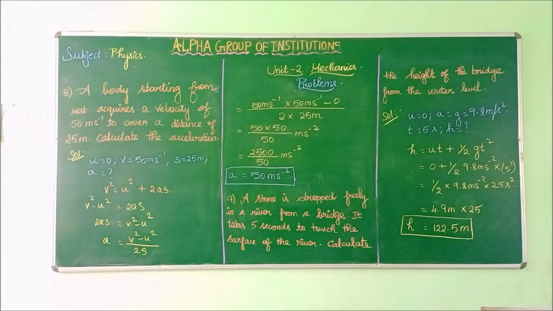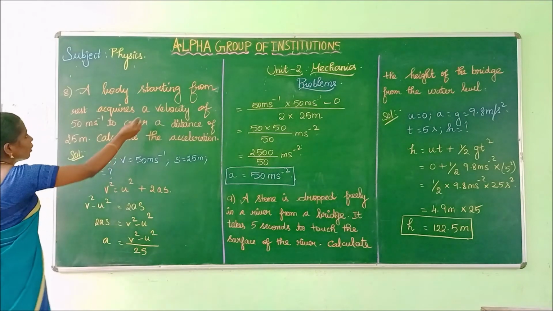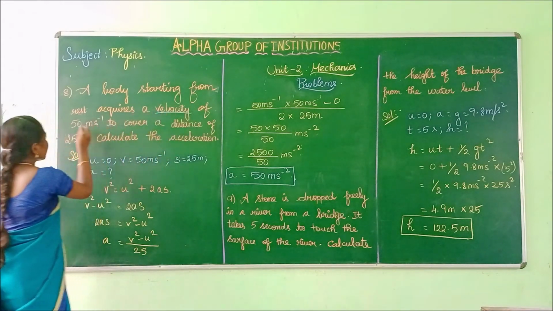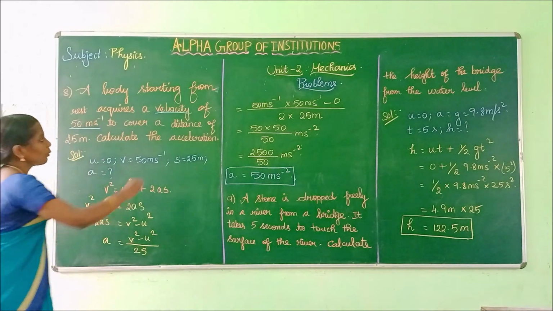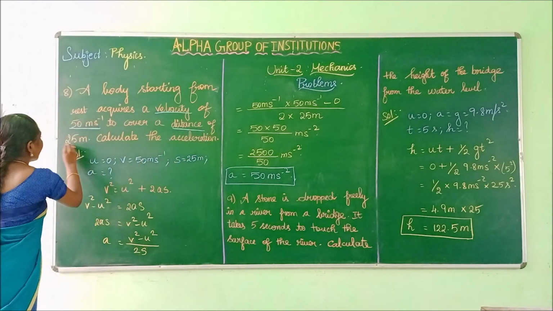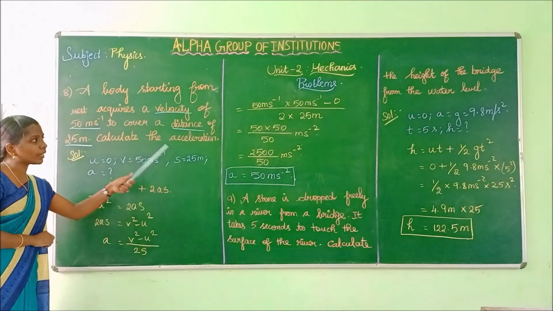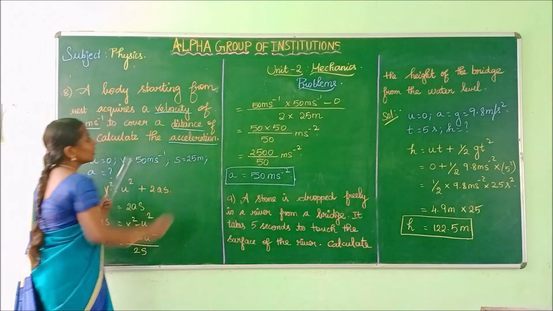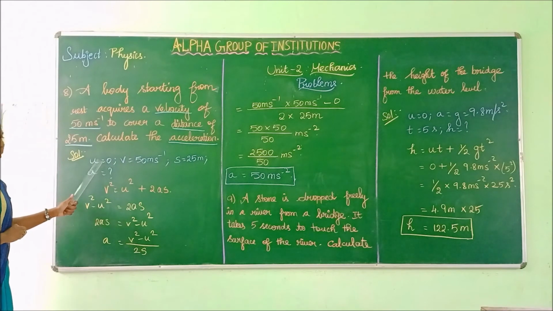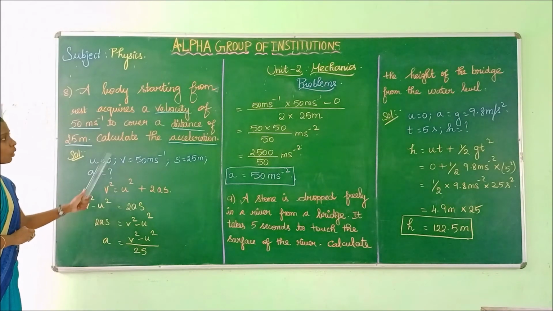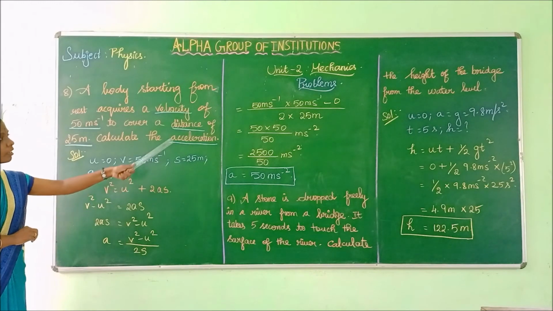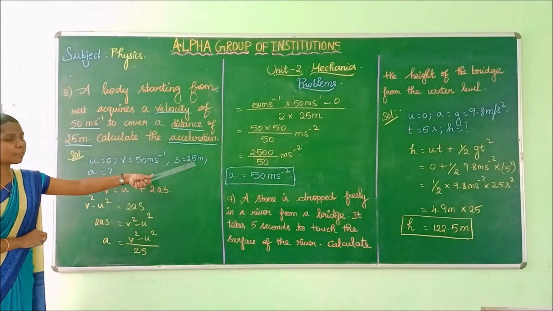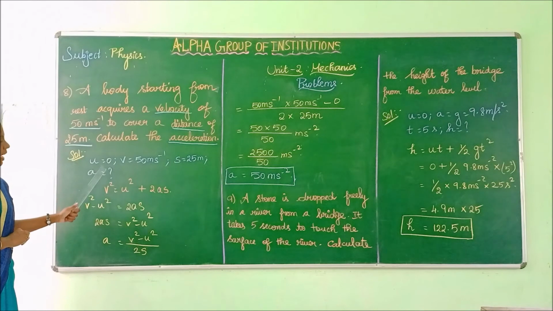They have given us the value for velocity. The value for velocity is 50 meter second power minus 1 and the value for distance is 25 meter. They are asking us to calculate the acceleration. Initial velocity is equal to 0 and velocity is 50 meter second power minus 1. The value for distance is 25 meter. We have to calculate acceleration.